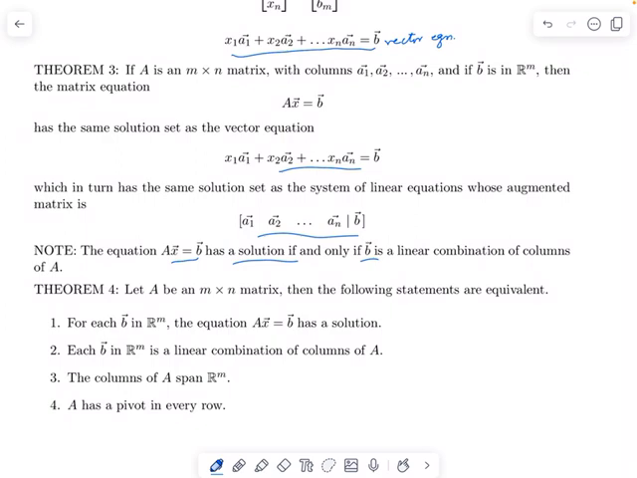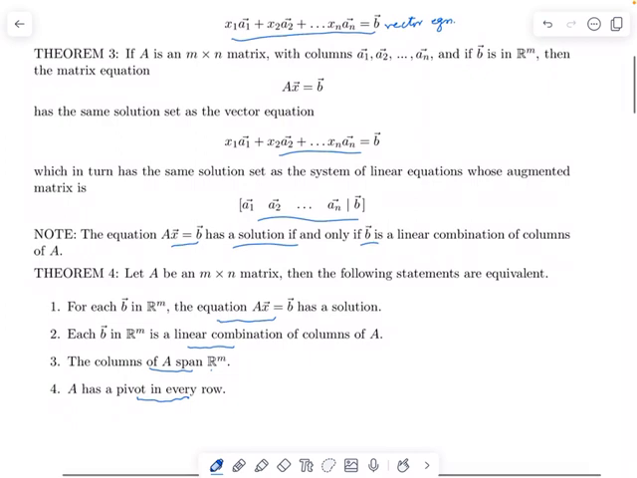The third equivalent statement is that the columns of A span Rm. And the fourth is that A has a pivot in every row. If A has a pivot in every row, the columns of A will span Rm. If the columns of A span Rm, then every b in Rm can be written as a linear combination of the columns of A, and every equation of the form Ax = b will have a solution, and every row will have a pivot, and so forth.